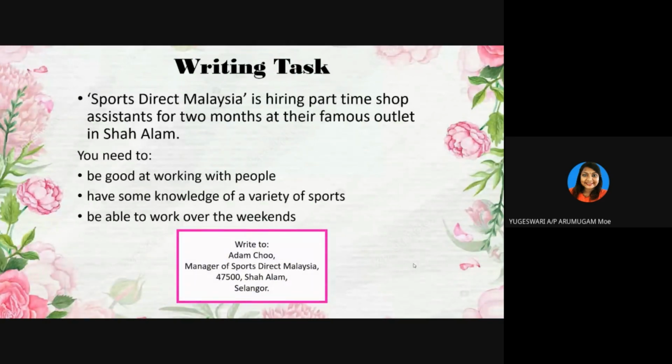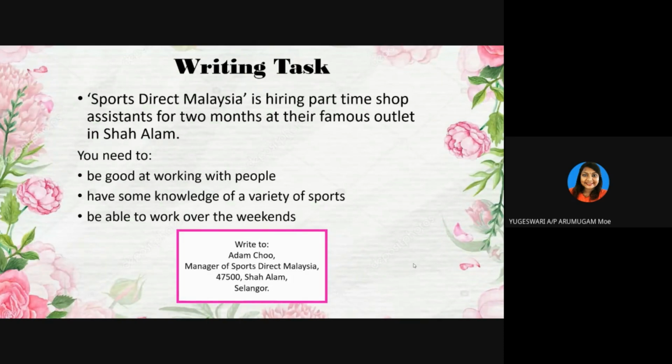For example, I changed it to Sports Direct Malaysia. So everybody knows Sports Direct, right? It's one of the most famous sports equipment shops in Malaysia. So Sports Direct Malaysia is hiring a part-time shop assistant for 2 months at their famous outlet in Shah Alam. Imagine after your SPM, you're going to apply for a part-time shop assistant for 2 months. So where is it? In Shah Alam, for example.